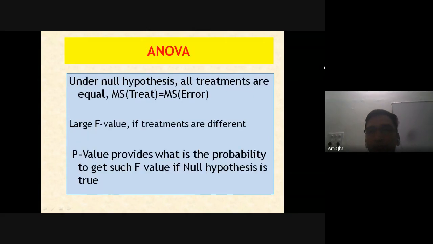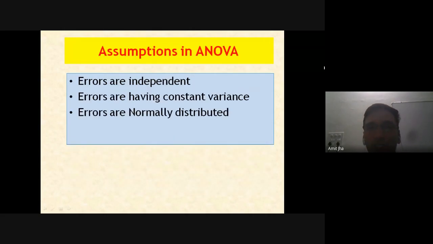ANOVA under the null hypothesis means that all the treatments are equal. But if the F value is large, it means the treatments are different and the null hypothesis is rejected. What are the assumptions in ANOVA? Errors are independent, errors have constant variance, and errors are normally distributed.